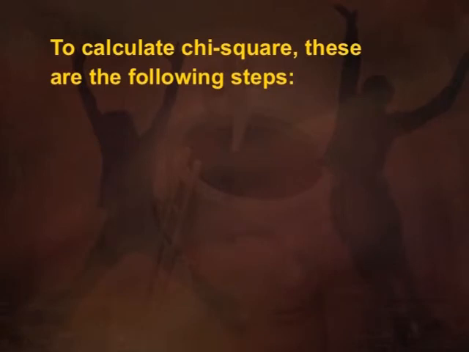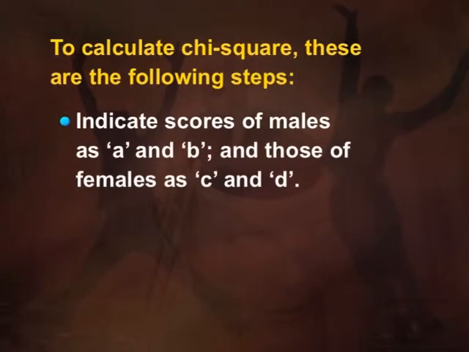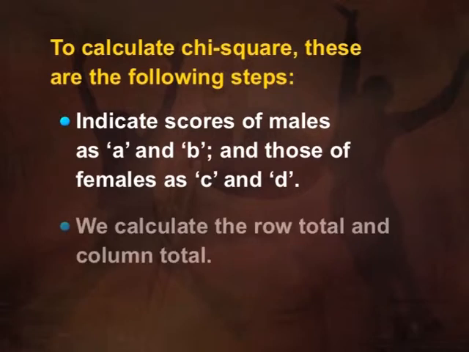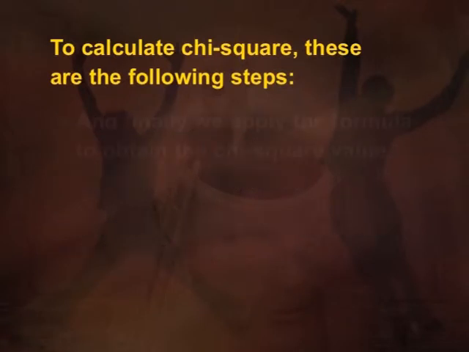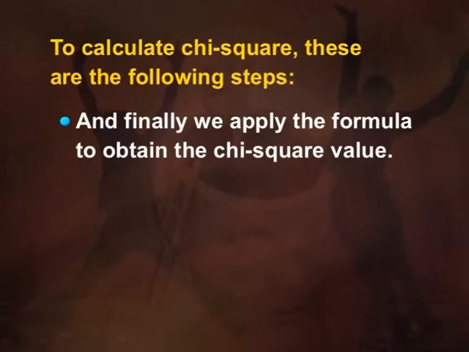To calculate chi-square in this method, these are the following steps. The procedure is to indicate scores of males as A and B and those of females as C and D. Next, we calculate the row total and the column total. And finally, we apply the formula to obtain the chi-square value. Now, let us look at the table and calculate the row total and the column total.